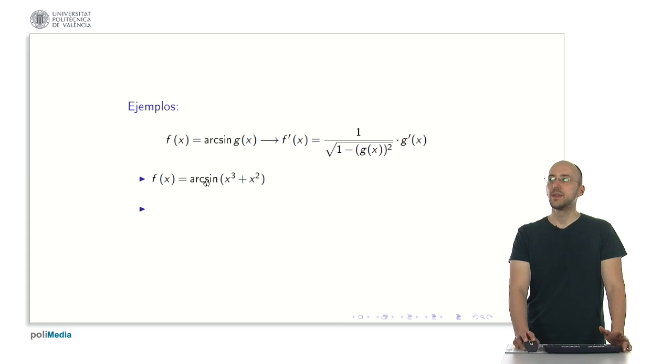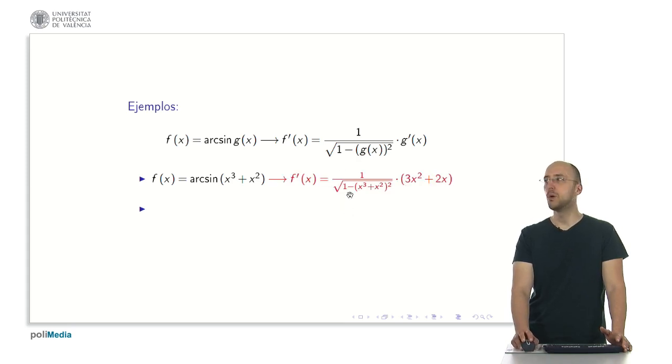One example. What if someone asked us to calculate the derivative of the arcsine of x cubed plus x squared? In this case, if we identify g of x as x cubed plus x squared, how do we calculate the derivative? By applying the formula directly. It would be 1 divided by the square root of 1 minus the function that was in parentheses squared, without differentiating it. Then, we multiply by the derivative of g of x.